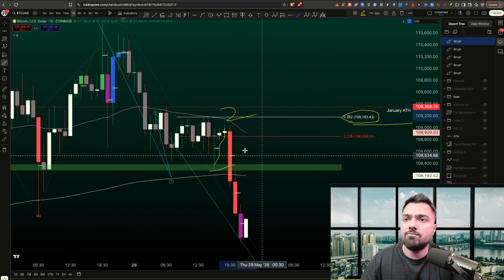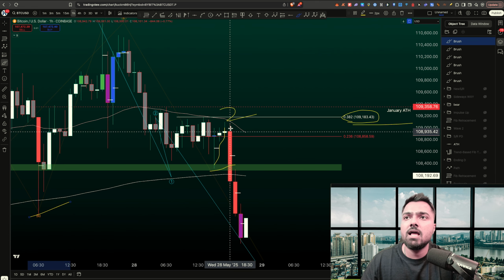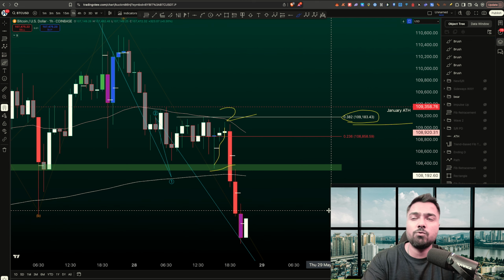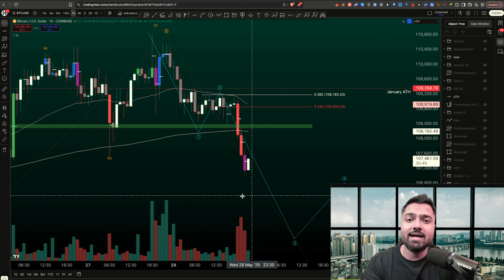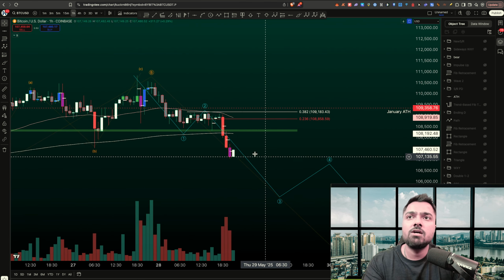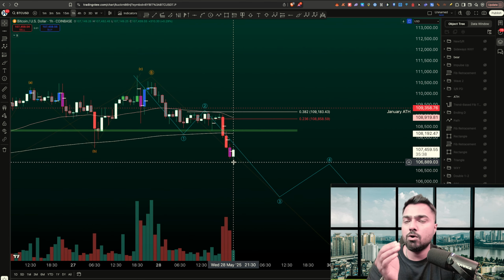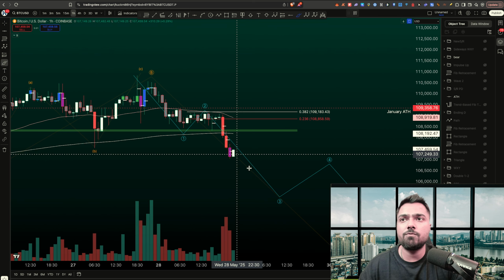But this is not an invalidation because we have already taken out this low, and this has been a pretty impulsive move. This is indeed feeling like some sort of a wave 3. Also, guys, if you have a look, sell volume has been increasing in this move towards the downside. So naturally, we are expecting that this could be your wave 3. After that, we're looking for a move up in your wave 4.